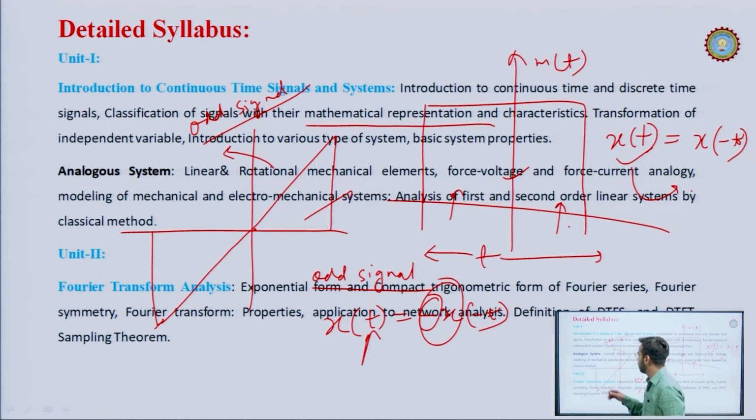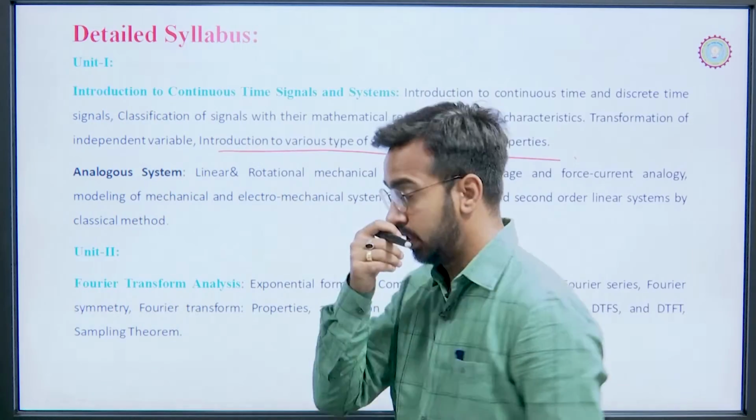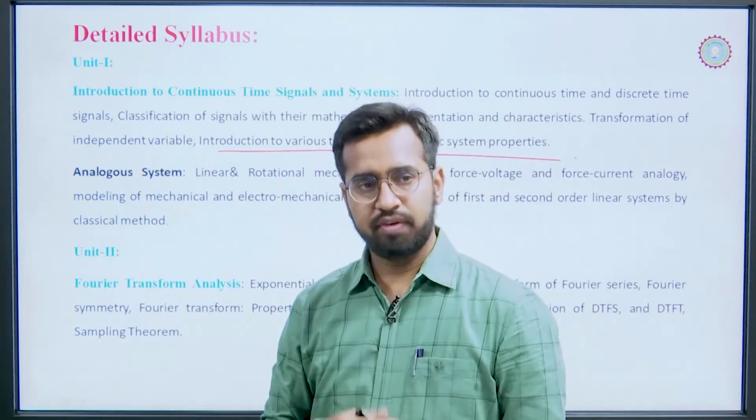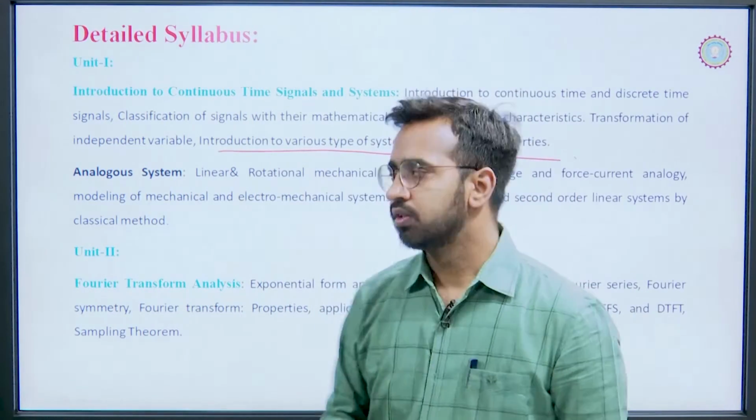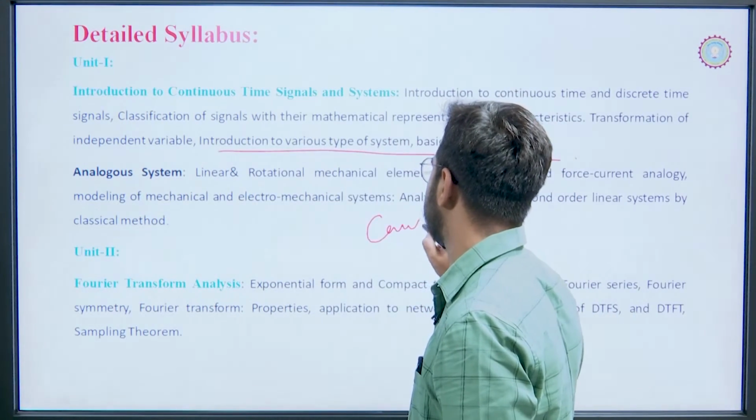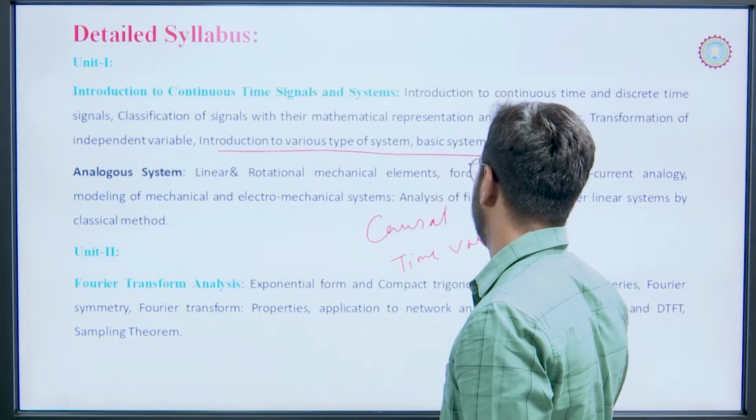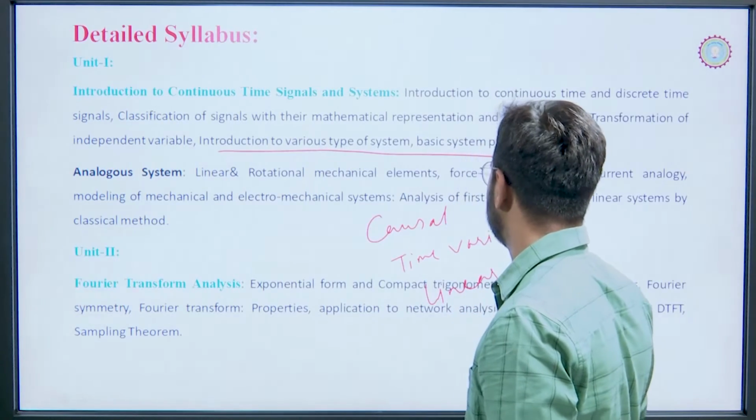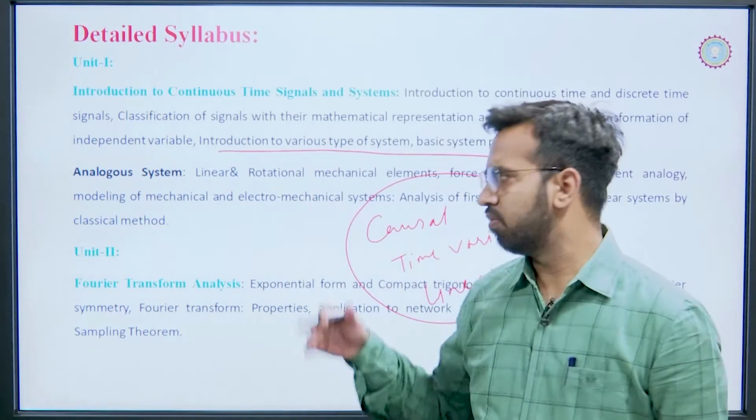Okay. So, this is what we will be studying: how we represent signals mathematically and through graphs. The third topic is the introduction to various types of systems and basic system properties. As we had different types of signals, similarly we also have different types of systems, and every system will have some properties. That is the causal system, then time variant systems, then linear systems. These are all the properties of a system, and we will study this in detail.